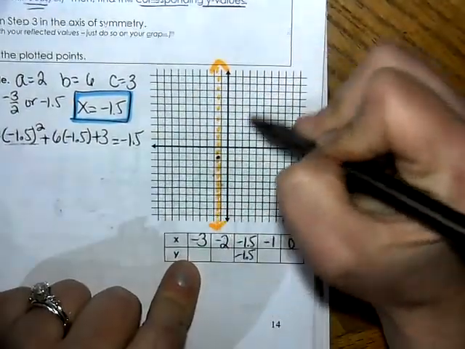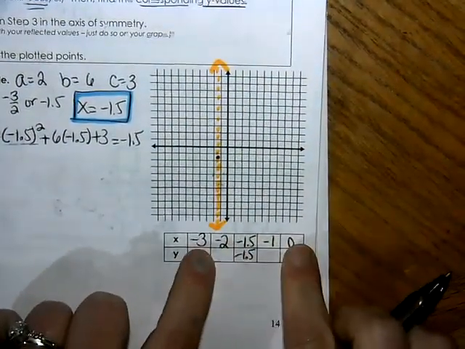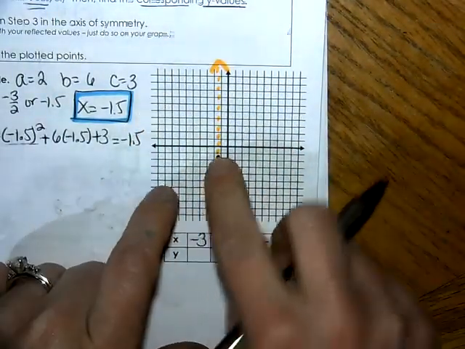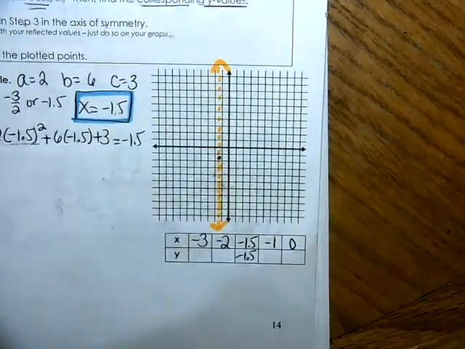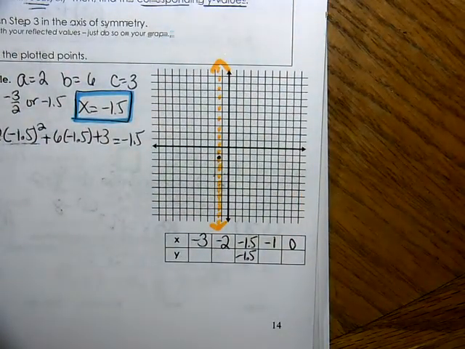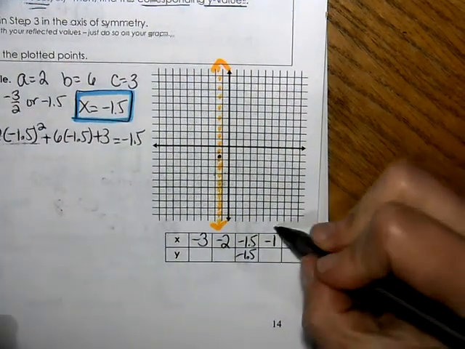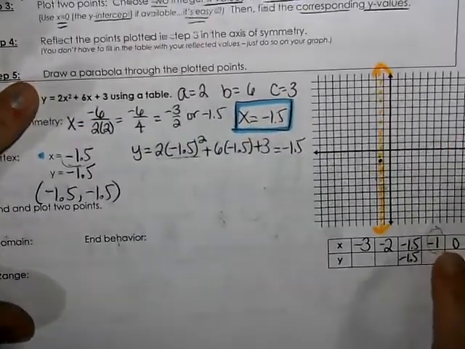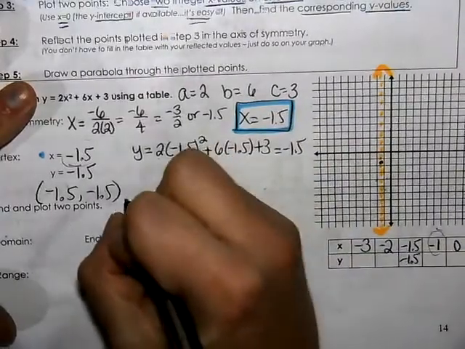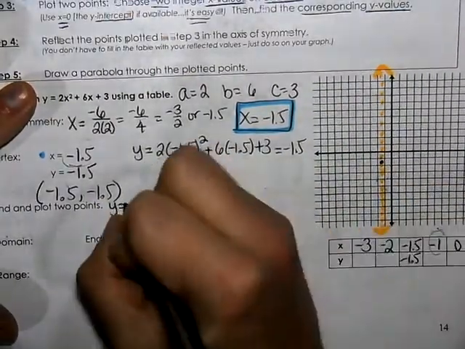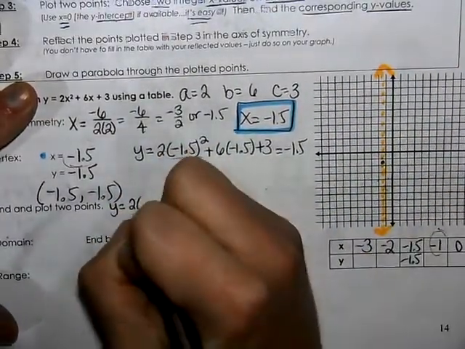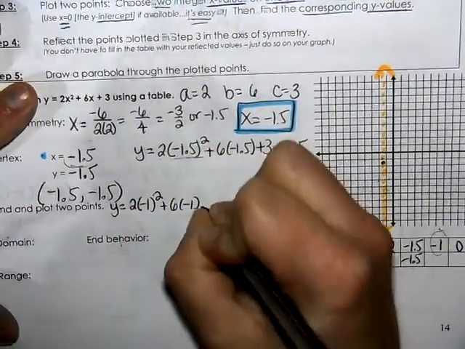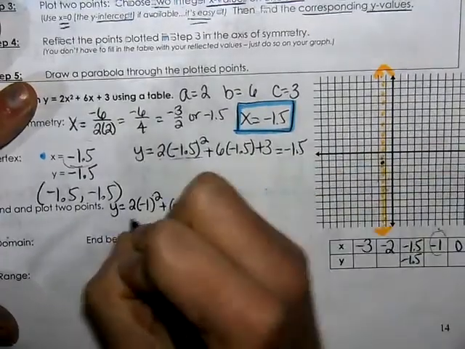And the reason why I'm choosing those values is because it's numbers on each side of our vertex and our line of symmetry. And I am going to substitute negative 1 into my function right here to help me to find my y value. So I'm going to write y is equal to 2 times negative 1 squared plus 6 times negative 1 plus 3.